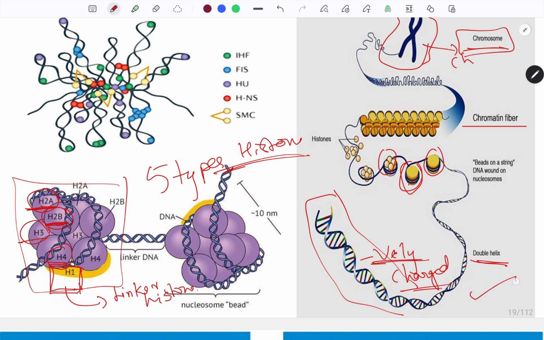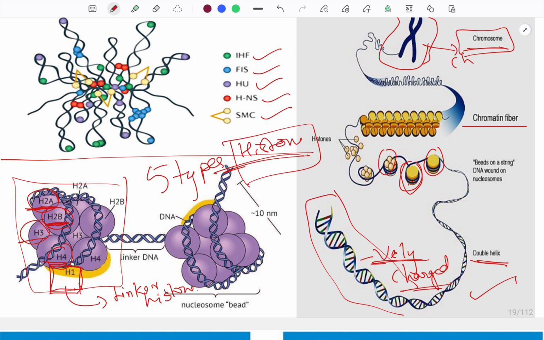In prokaryotes, there are no histone proteins present, remember, but non-histone proteins are present in prokaryotic genetic material, which hold the genetic material together in the nucleoid region. What are the examples? It is not important, but you can try to remember: HSF, FIS, HU, HNS, SMS. These are some non-histone proteins present in prokaryotes.